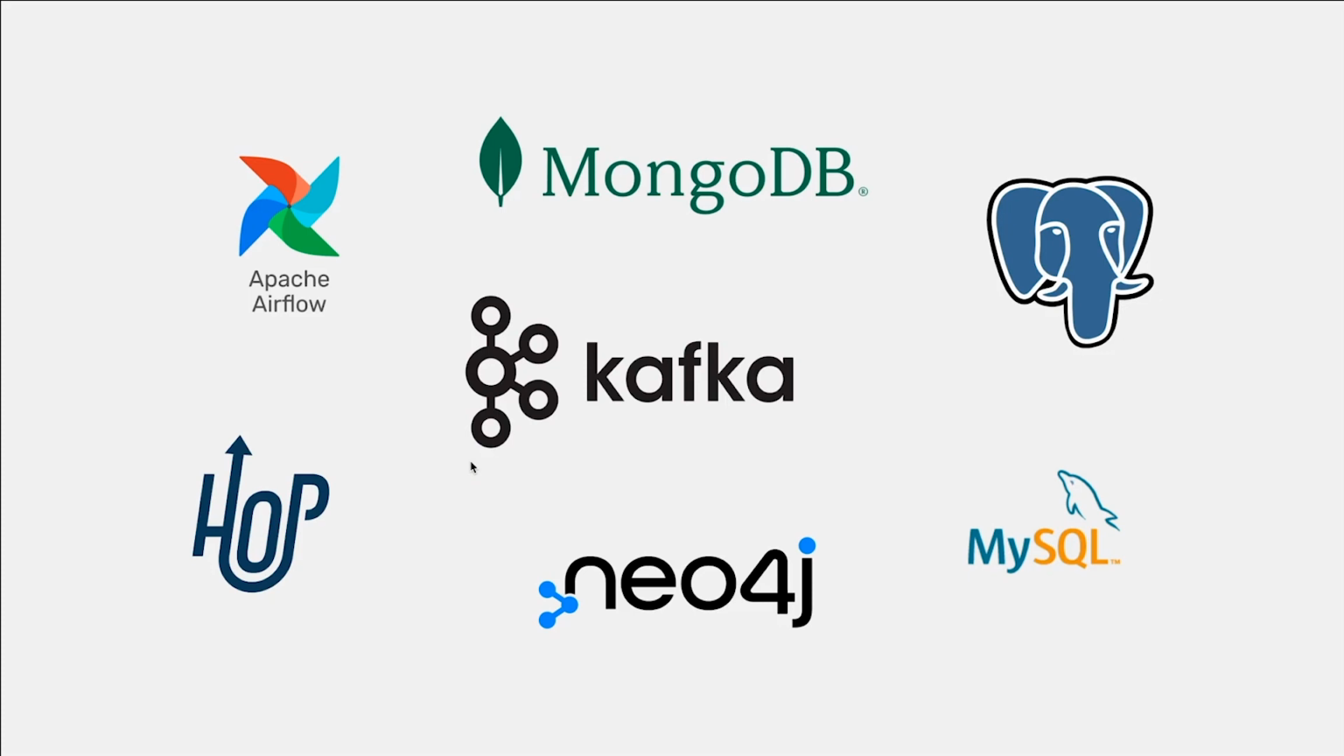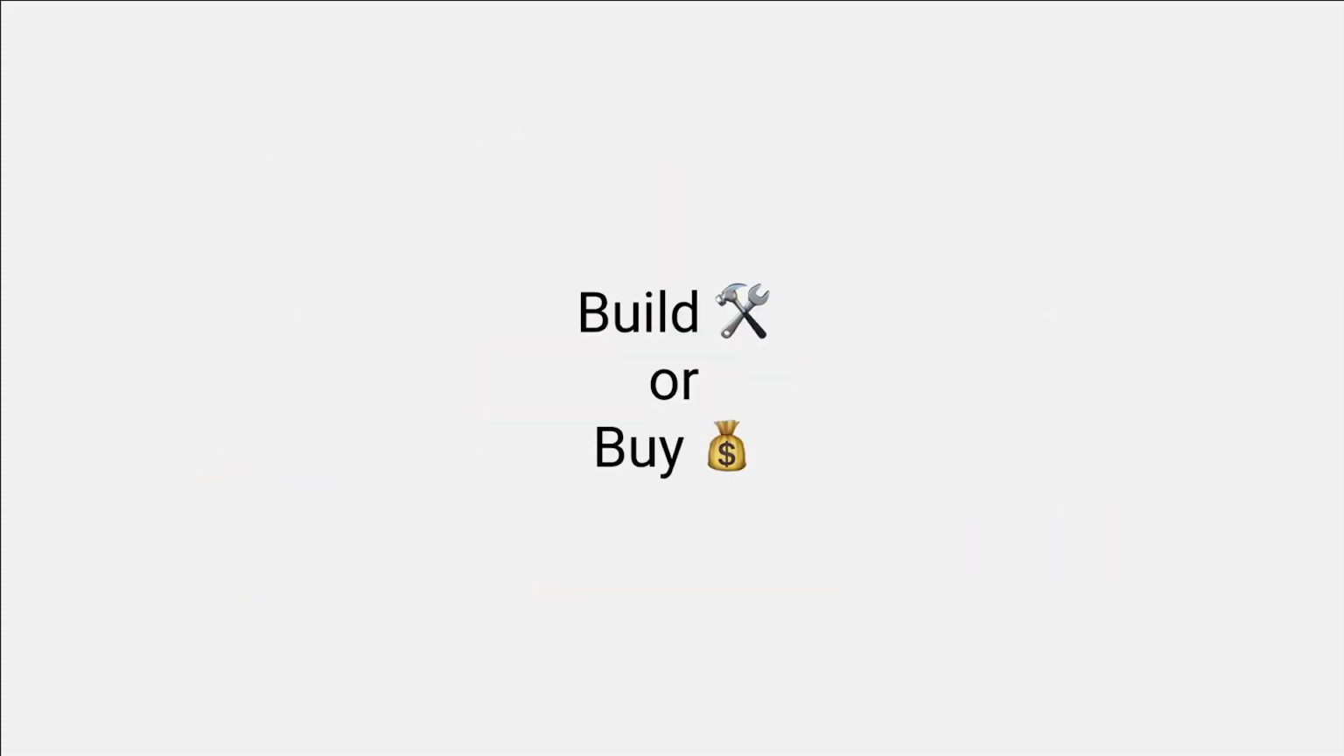There's a growing list of services that we depend on as we build and grow our organizations. We rely on databases like Postgres and MongoDB, orchestration tools like Airflow, streaming and event services like Kafka, and many more. We expect these services to be fast, reliable, and highly available.